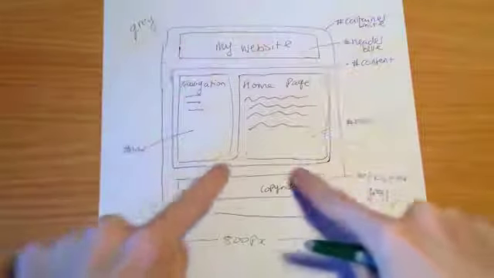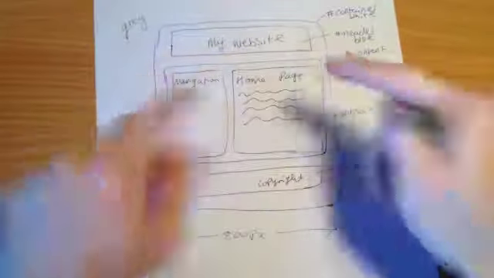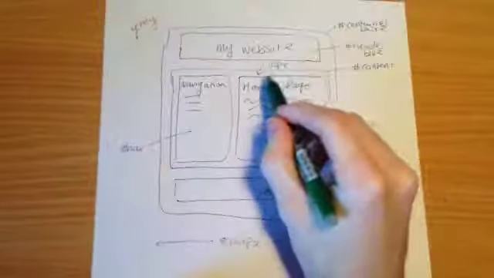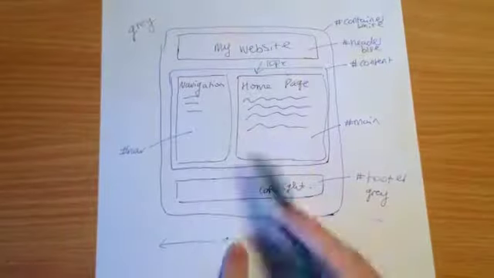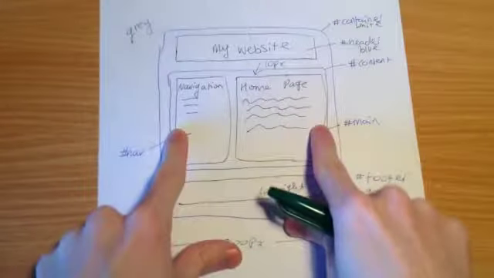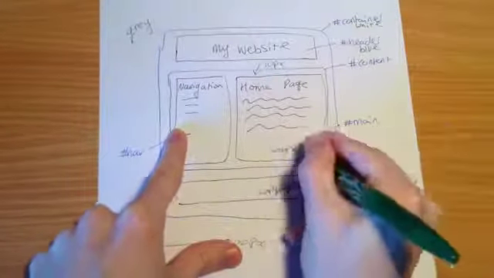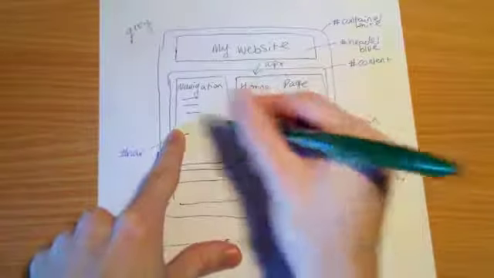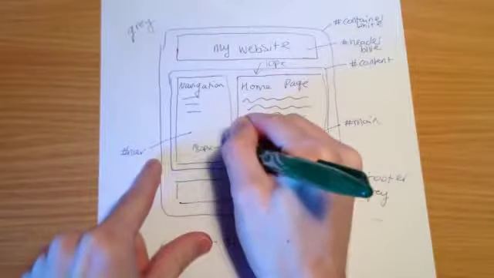I want the content to have 10 pixels of padding around the outside. So this space here, I want 10 pixels. Which leaves 800, subtract 10 and 10, 780 pixels for the content. If I want main to be 600 pixels wide, this leaves 180 pixels for navigation.